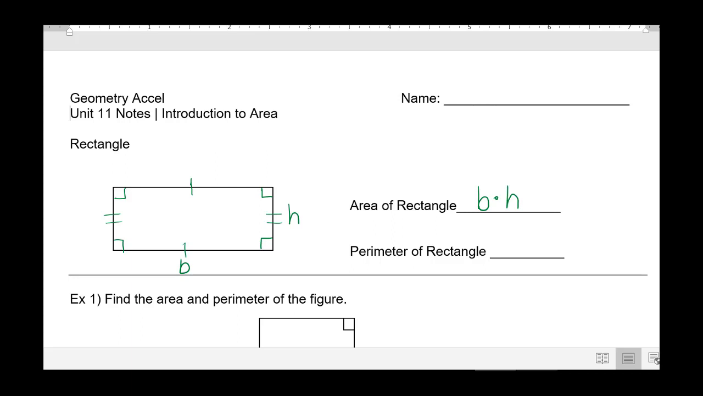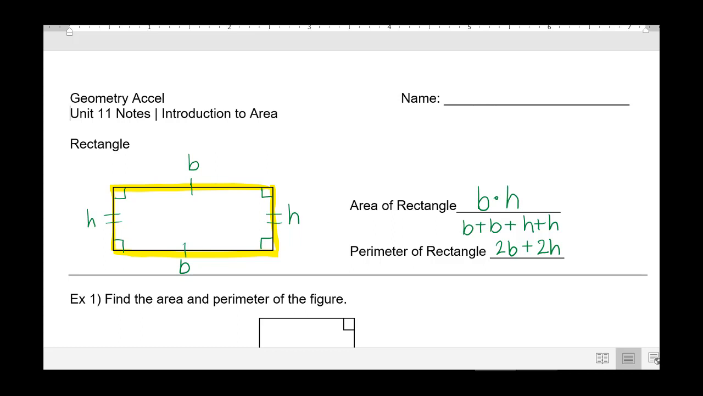Our perimeter just deals with all four of these sides, right, being added together. And again, to find that perimeter, we just have to add up all those sides. In this example, we do not know the lengths, right? We have no numbers associated with it. So we just add up our bases, add up our heights, and then to simplify, 2b plus 2h.